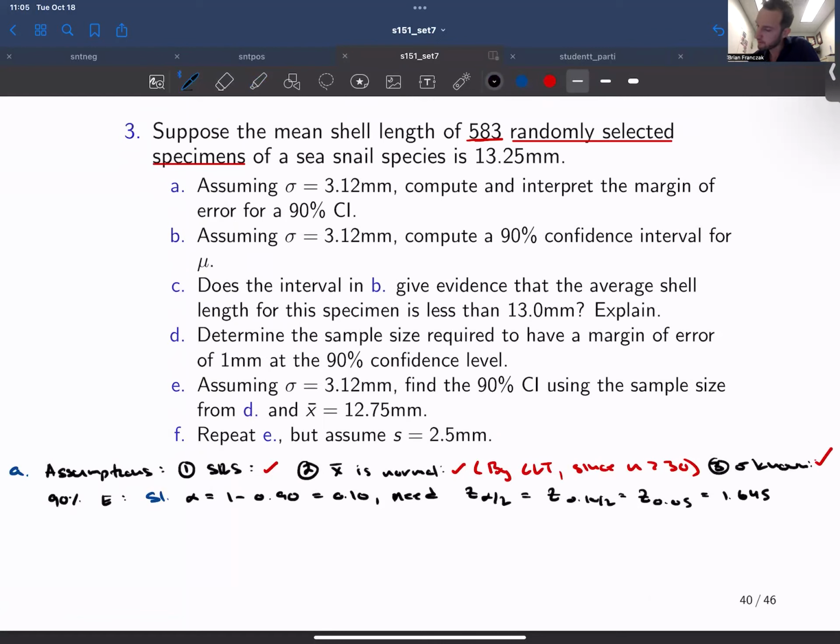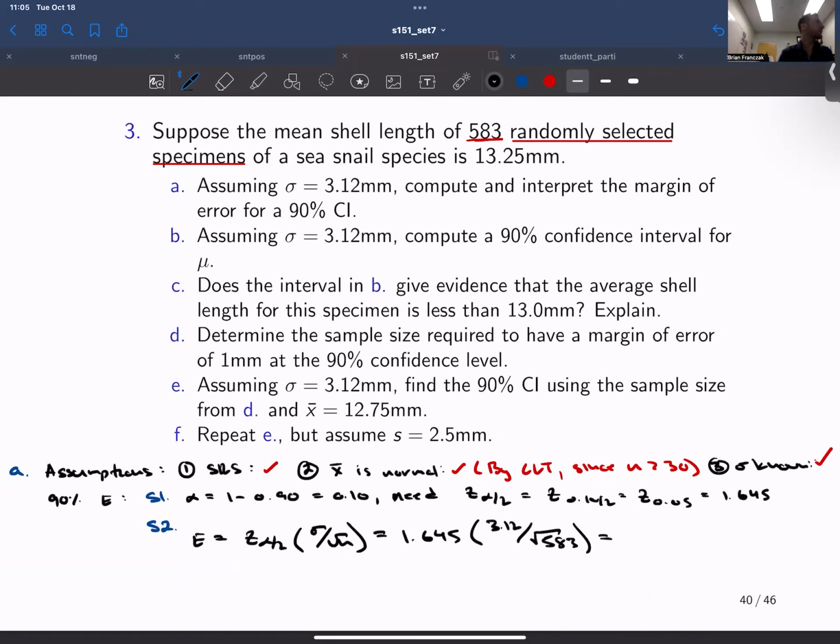So this is 1.645. And then on step 2, we're going to have E is Z alpha over 2 multiplied by sigma over the square root of n. So this is 1.645 multiplied by 3.12 divided by the square root of 583, which is 0.21.